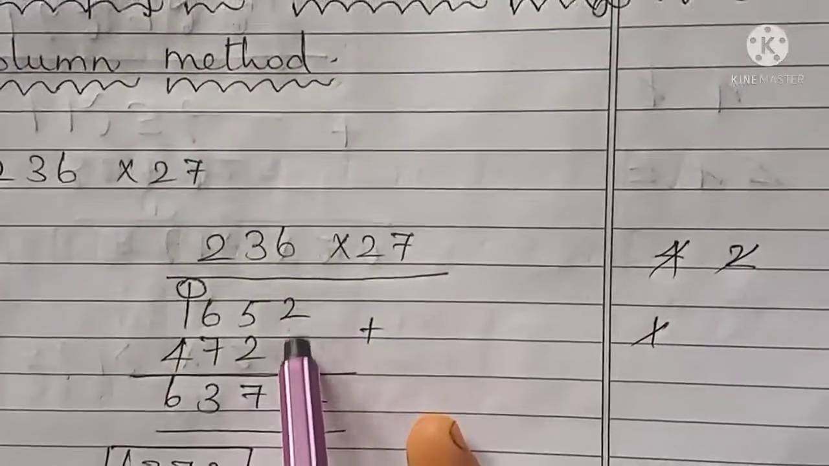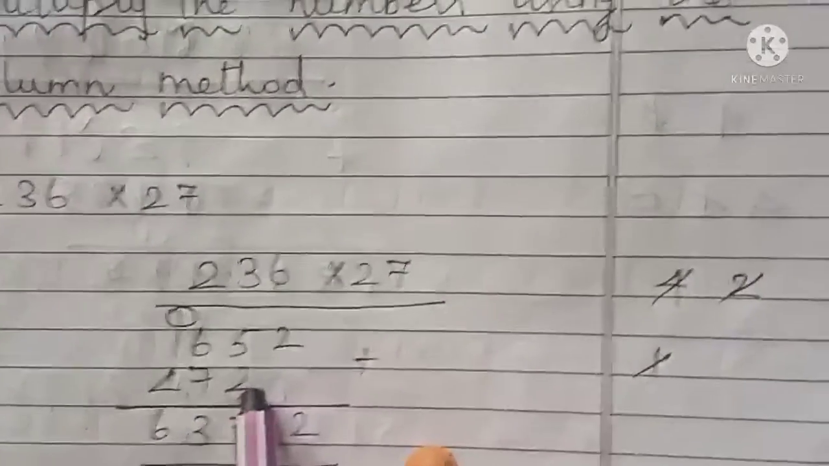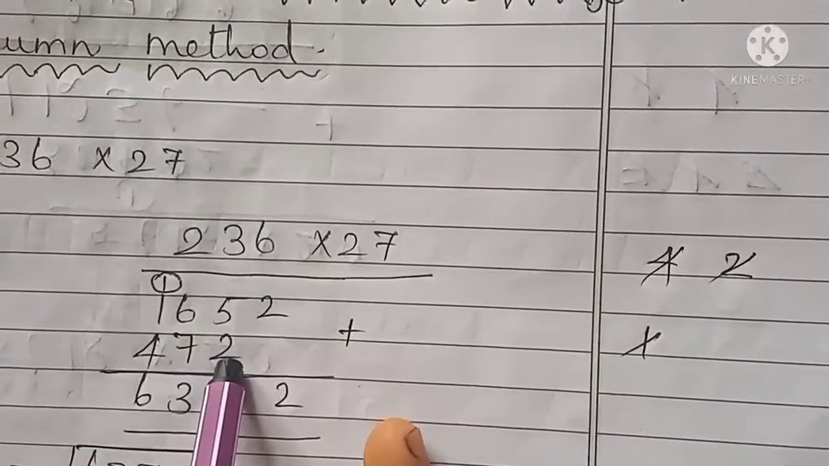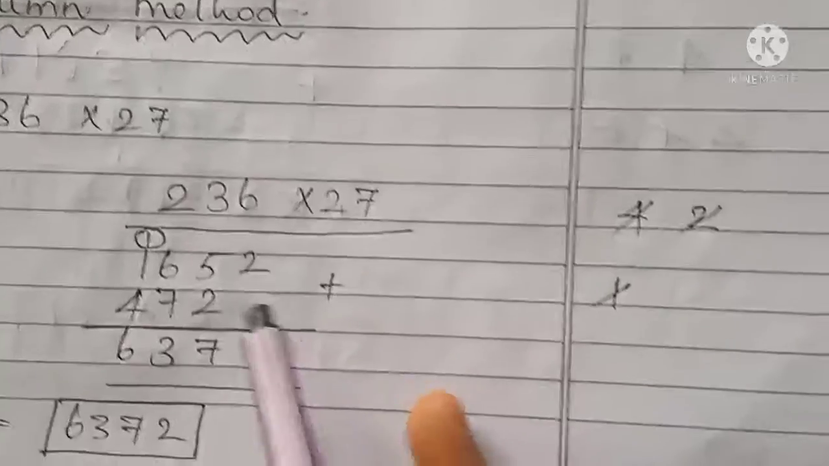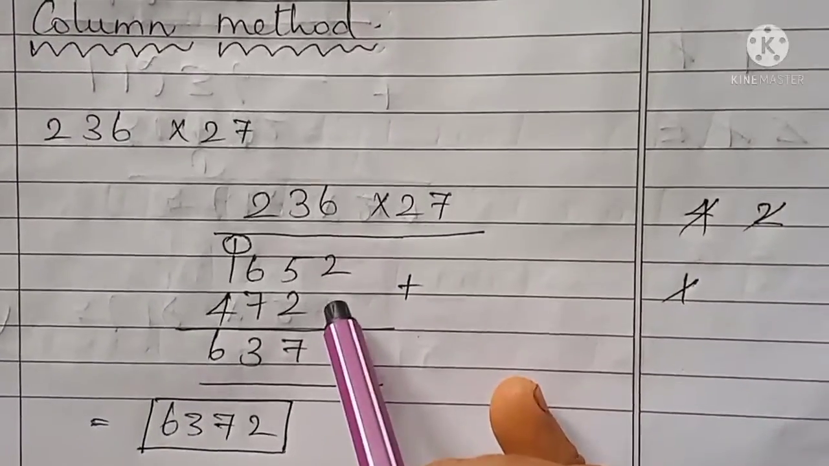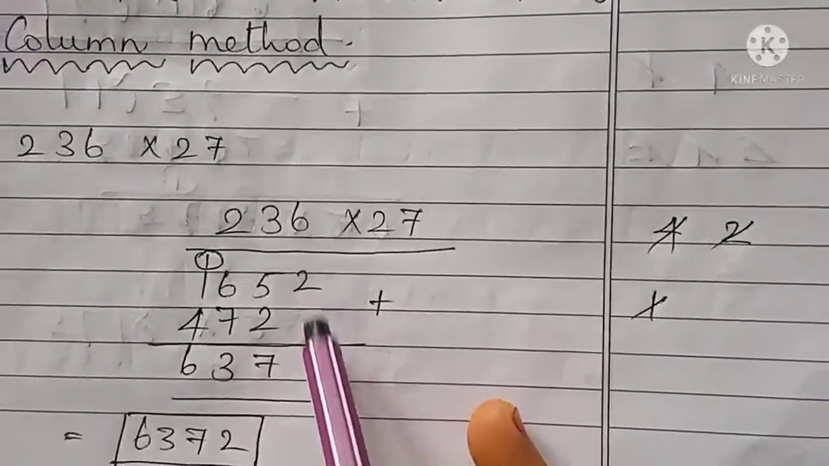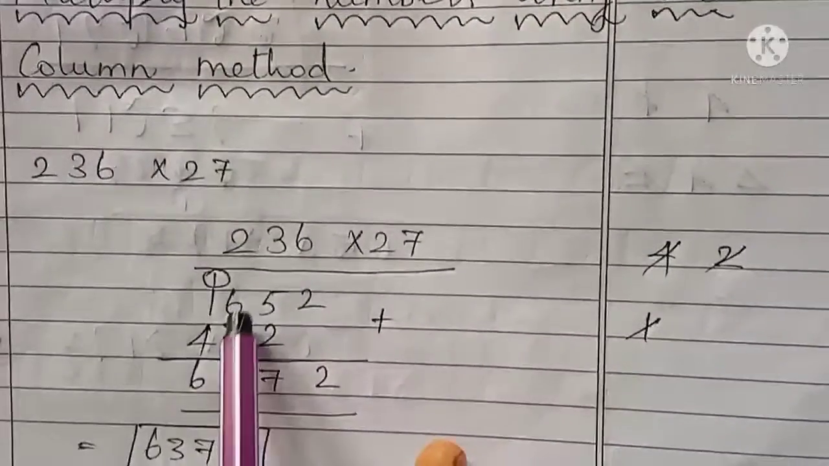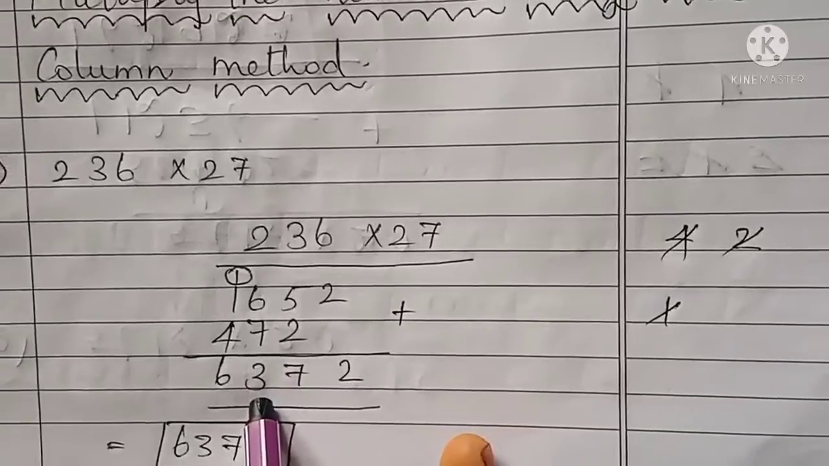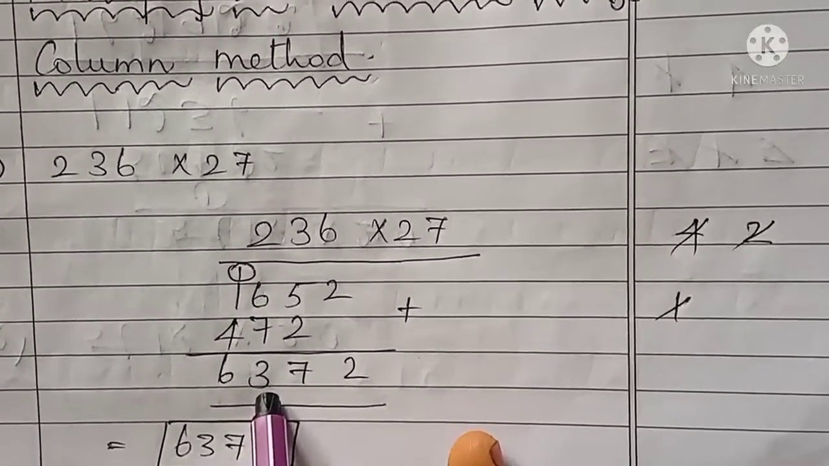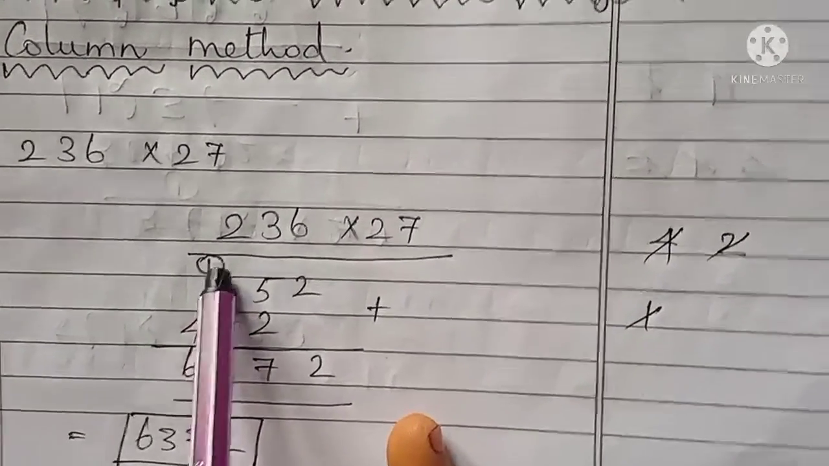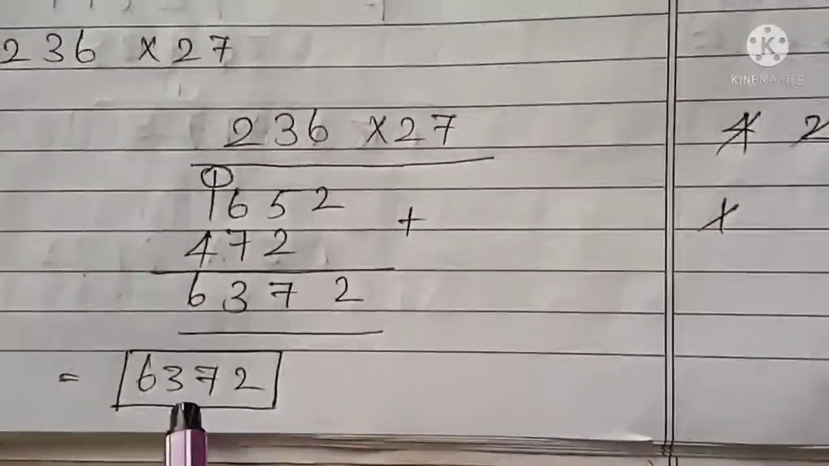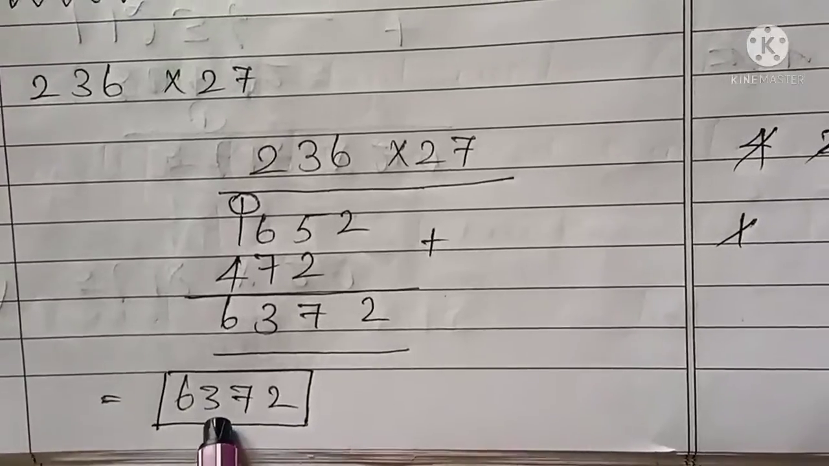At last you have to add the two products. Product in the sense the values you get by multiplying are known as products. So now you have to add. There is no number under the 2, so the 2 comes as it is. Next, 5 plus 2 gives 7. 6 plus 7 gives 13. For the 13, write 3 and 1 will be on top. So 1 plus 1 gives 2. 2 plus 4 gives 6. Final answer is 6372.